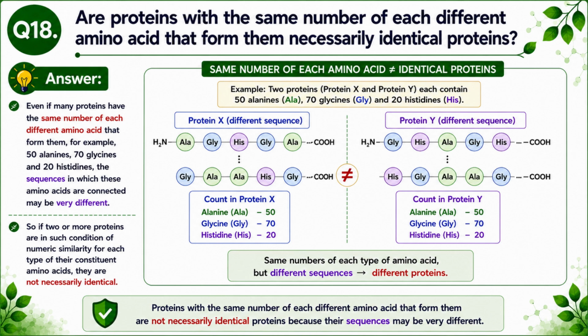Question number 18. Are proteins with the same number of each different amino acid that form them necessarily identical proteins? Answer. Even if many proteins have the same number of each different amino acid that form them, for example, 50 alanines, 70 glycines and 20 histidines, the sequences in which these amino acids are connected may be very different. So if two or more proteins are in such condition of numeric similarity for each type of their constituent amino acids, they are not necessarily identical.